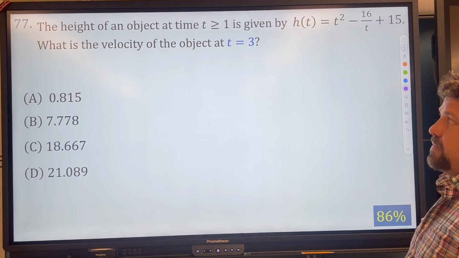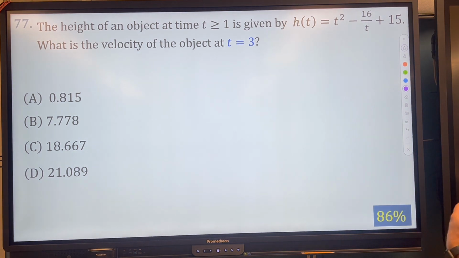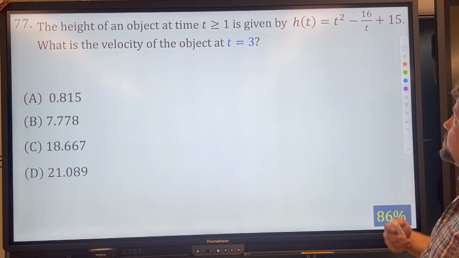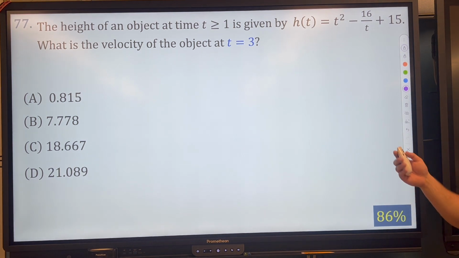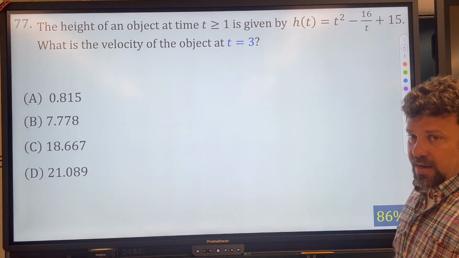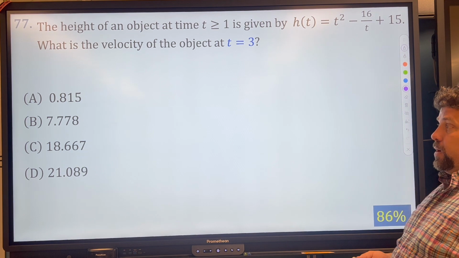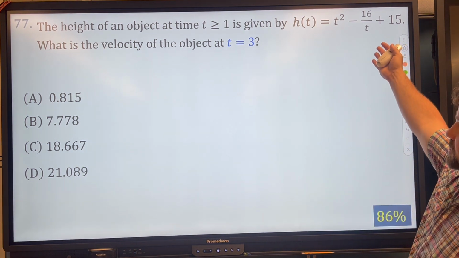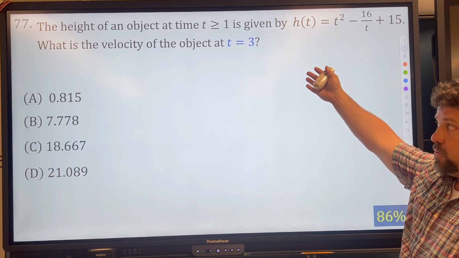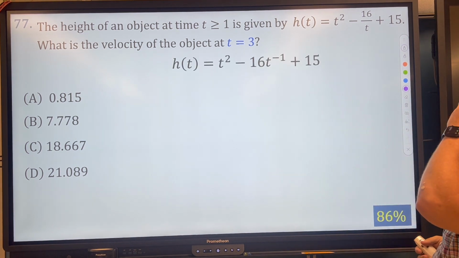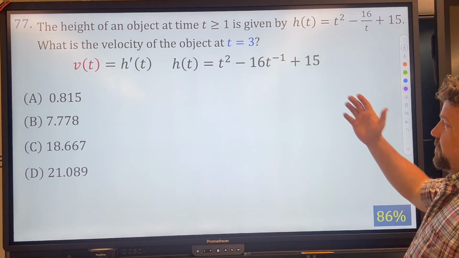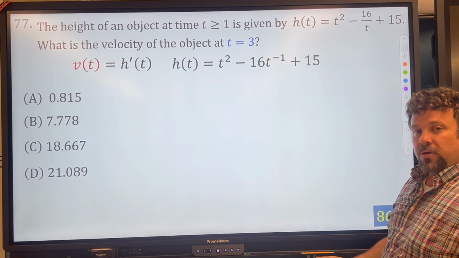Now let's go to problem 77. The height of an object at time t greater than 1 is given by h of t equals t squared minus 16 over t plus 15. What's the velocity of the object when the time is 3? Well, we're given position. To find the velocity, we have to differentiate. So we have our height. To get to velocity, we differentiate the height. Very simple derivative rule, use the power rule.